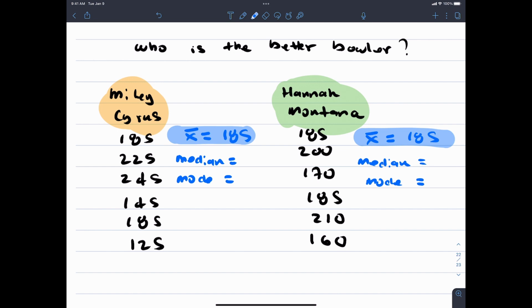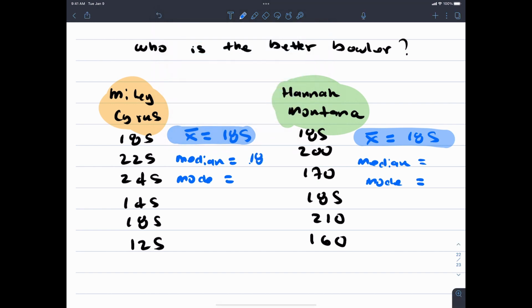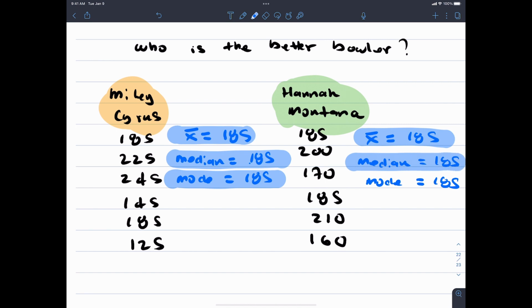No. Okay, good. Now, what's the median for Miley? 185. Okay. And what about for Hannah? 185. Okay, that's interesting. What's the mode? 185. Oh my God, they have the same what? Same summaries, right? Same centers, same averages. Those are all the phrases that we use for these things.